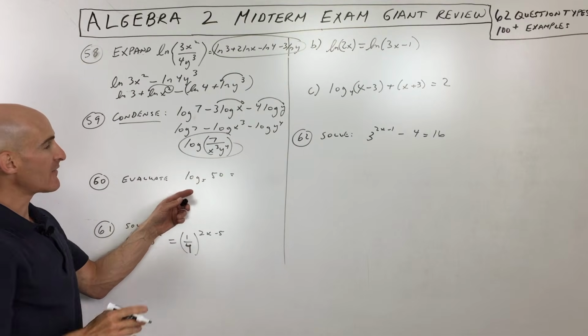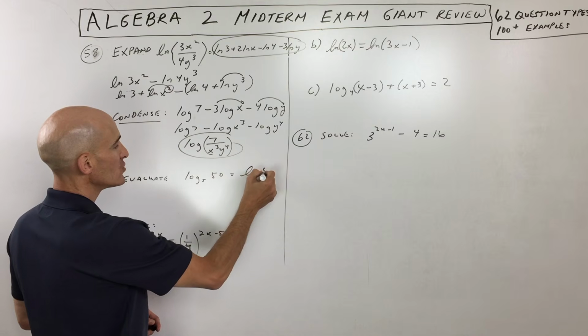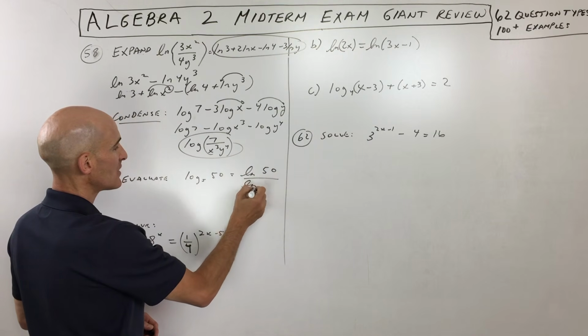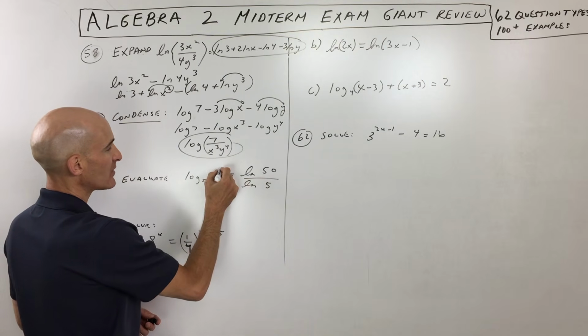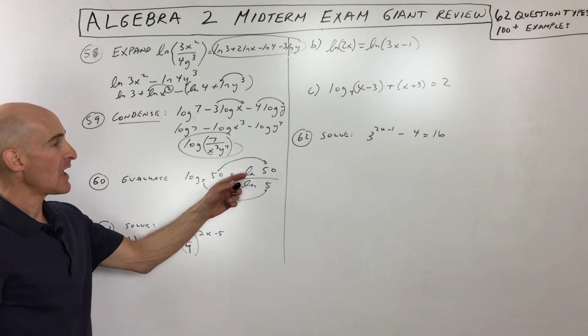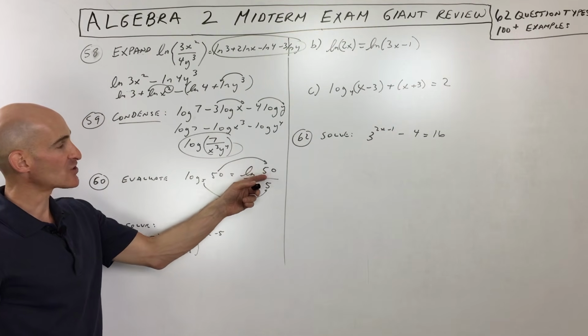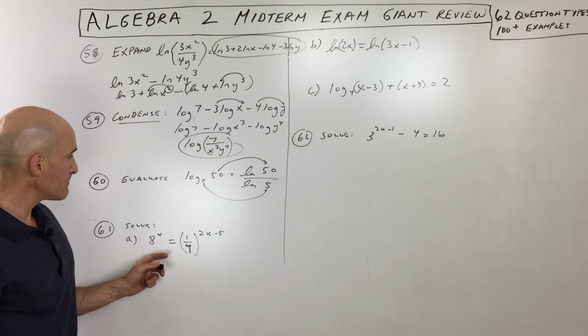Okay, number 60 says evaluate. Now this is a good opportunity to show you the change of base formula. What you do is you pick a new base. In this case I'm picking base e. You could pick any base, but the 50 goes in the numerator and the base 5 goes in the denominator. So in this case, I just picked natural log, so it would be natural log of 50 divided by natural log of 5.